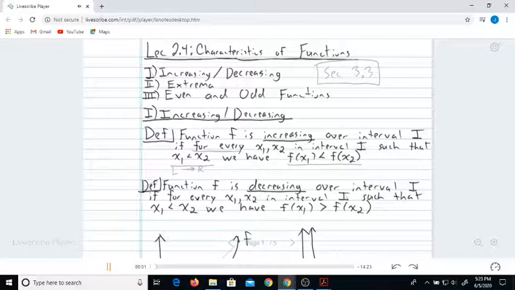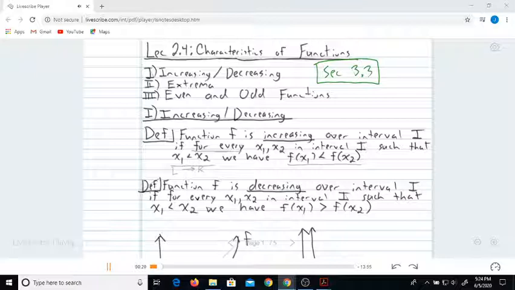Alright, here we have lecture 2.4, which will correspond with section 3.3 from the textbook. Here we introduce and describe behavior of functions, and we can learn a lot about the behavior of a function by studying its graph. For example, we can figure out where a function is increasing and where it is decreasing, and this is very crucial in a variety of applications and will be huge in Calculus 1.